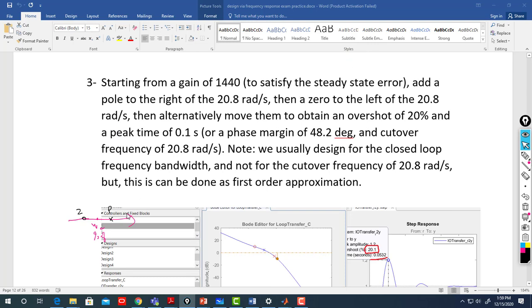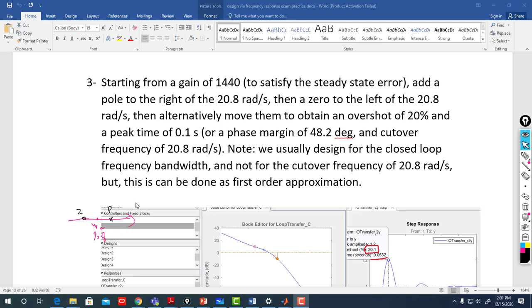Add a pole to the right of the 20.8 and a zero to the left of the 20.8, because this is a lead compensator. Then alternately move them to obtain an overshoot of 20% and a peak time of 0.1, which is your design requirement. In other words, a phase margin of 48 and a crossover frequency of 20, because the phase margin is related to the overshoot and the crossover frequency is related to the time, to the speed, how fast it is.